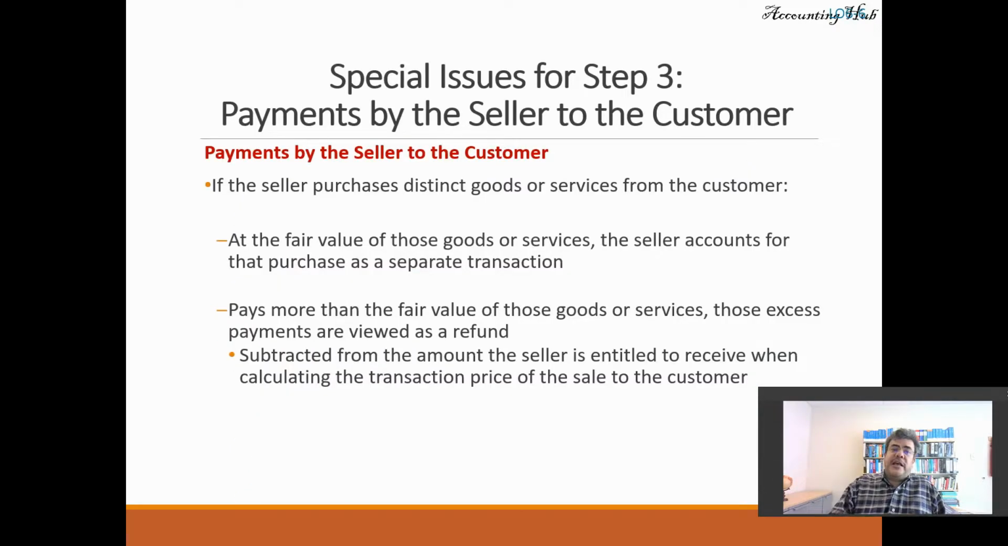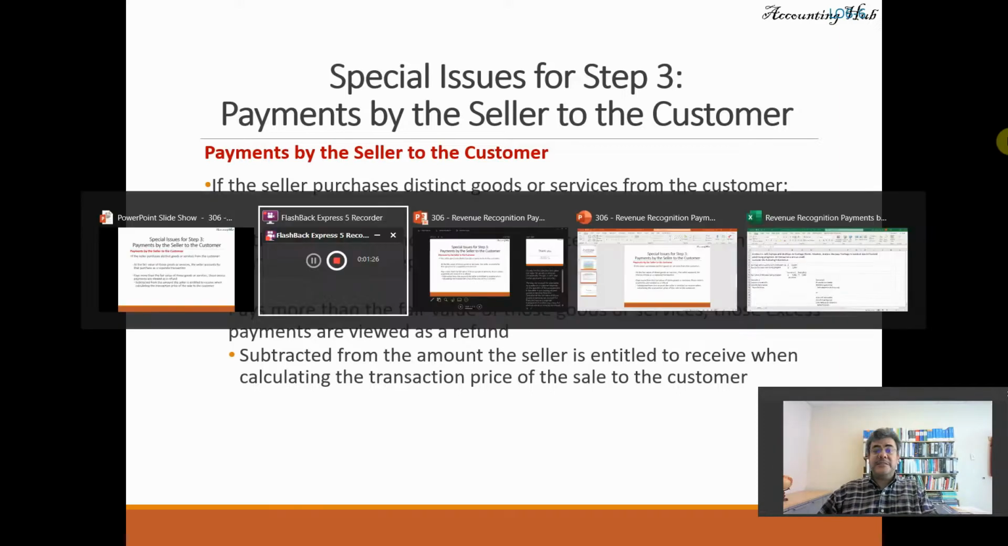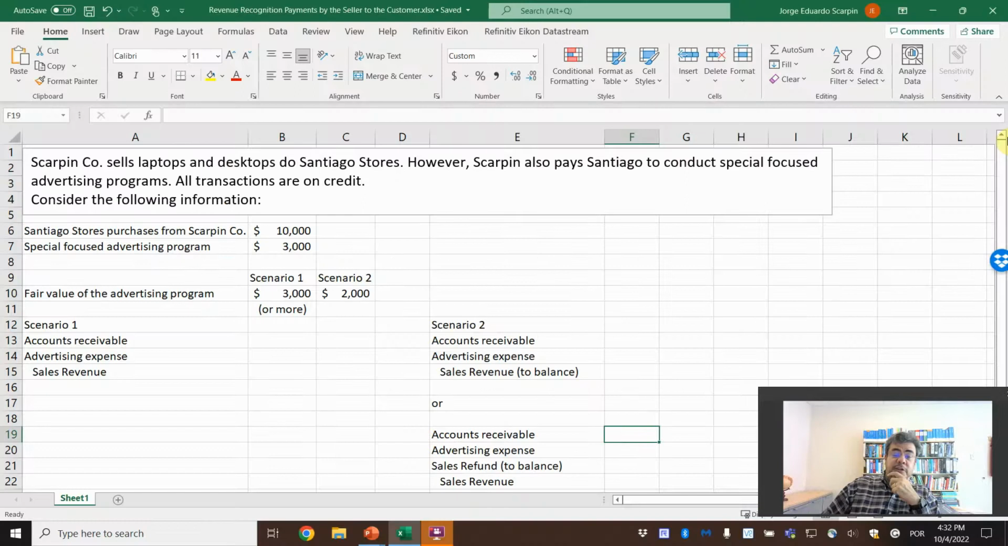If the seller purchased distinct goods or services from the customer at the fair value of those goods or services or less, the seller accounts for that purchase as a separate transaction. If it pays more than fair value of those goods or services, those excess payments are viewed as a refund, subtracted from the amount the seller is entitled to receive when calculating the transaction price of the sale to the customer. So let's see a second scenario besides these car dealerships.